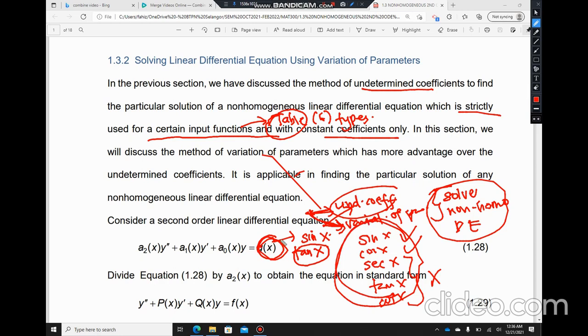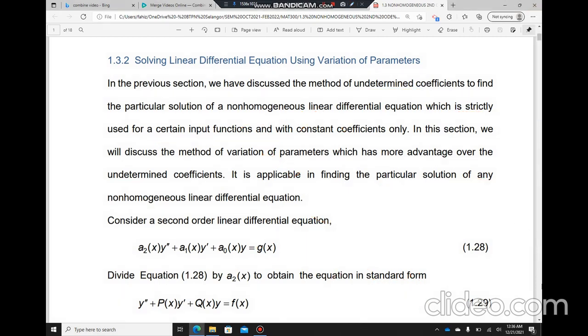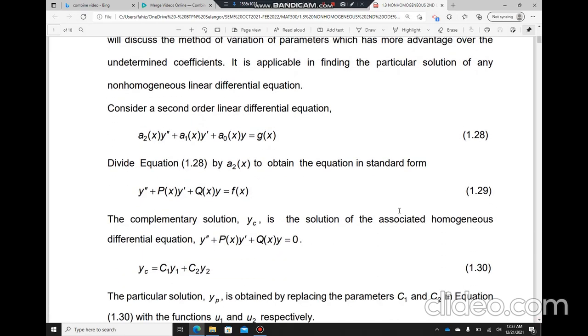So undetermined coefficient dia cuma terhad kepada jenis function yang dalam table sebelum ni. So kita boleh refer nota sebelum ni. Okay, so next consider a second order linear differential equation. Okay, yang ni adalah linear second order, sebab kat sini ada y double prime and then dia adalah non-homogeneous sebab dia ada function gx.